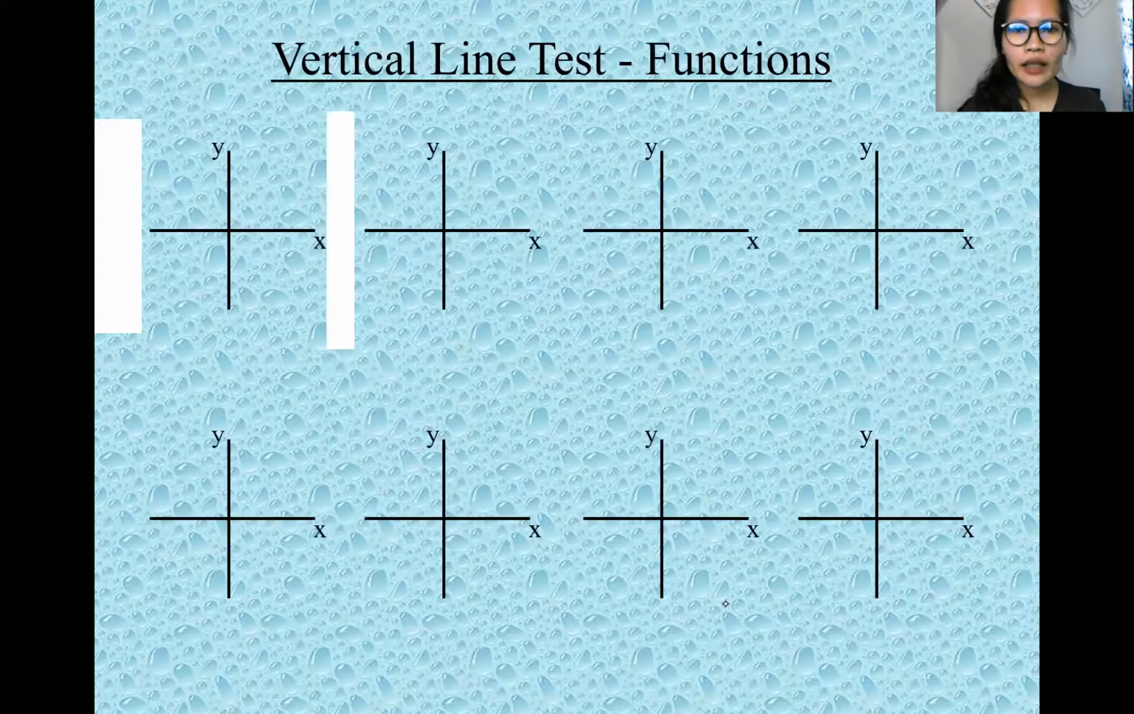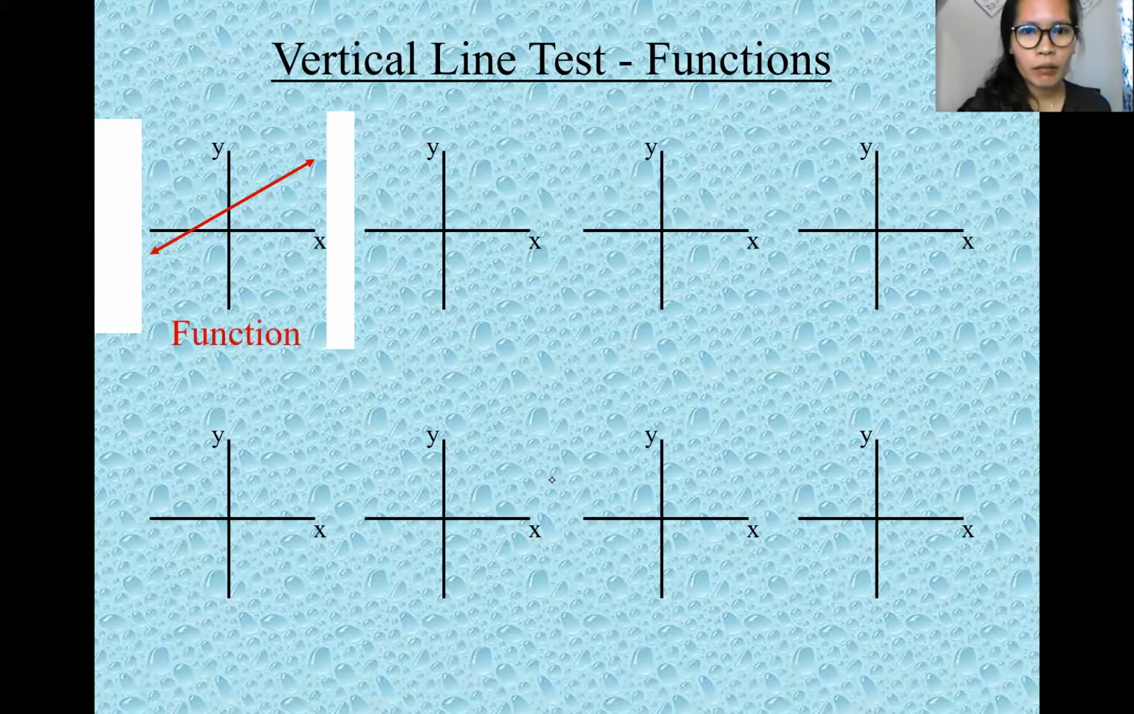Now, we can identify also whether the relation is a function or not by using a vertical line test. So, what is a vertical line test? So, this is it. Okay, for example, figure number 1. So, kana mo na siyang vertical line test. So, that is a function.